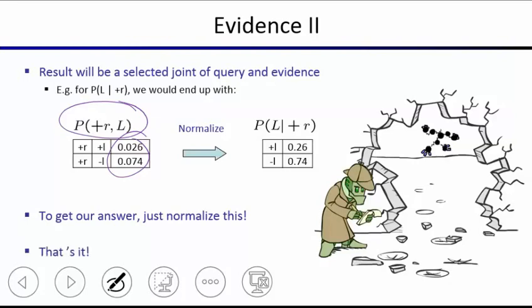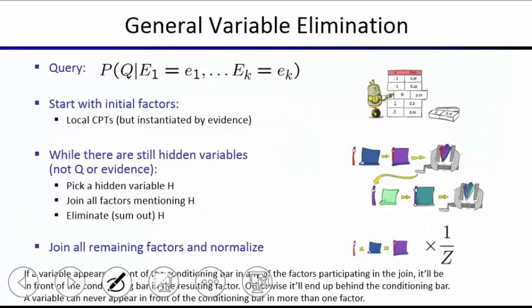Okay, so let's look at the overview of the procedure then. To run variable elimination, you're given a base net initially, and you're given a query, in this case, some query variables Q that you want the conditional distribution of, given some evidence variables E1 through EK. Mechanically, you start with the initial factors. These are the local conditional probability tables, but instantiated by the evidence, so only retaining the entries consistent with your evidence.